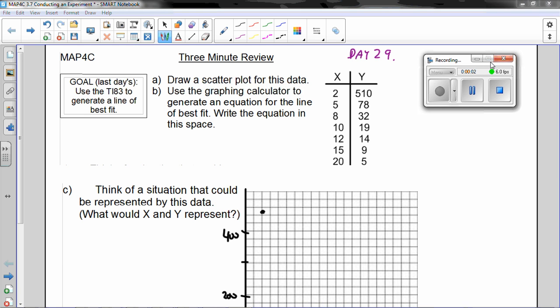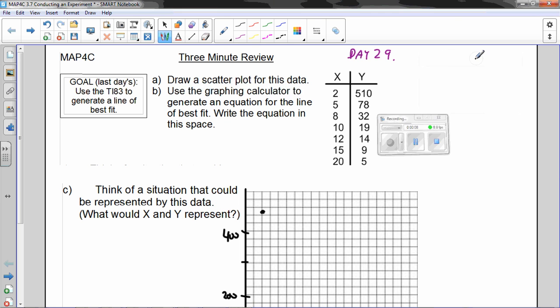Okay, this is MAP4C day 29. We spent a couple of days working on some technology stuff, and now we're getting ready for the final plunge for the unit. This lesson is going to set up the practical project and give you a chance to think about the test as well. The goal, from a couple of days ago, was to use the TI-83 to generate a line of best fit.